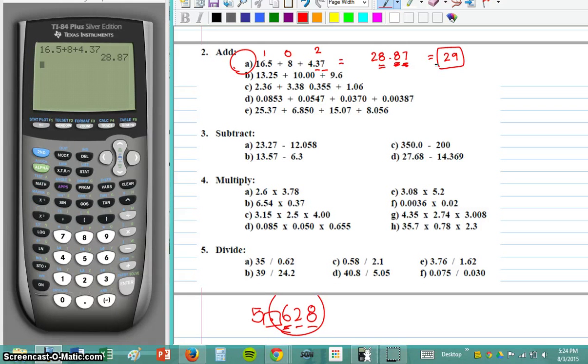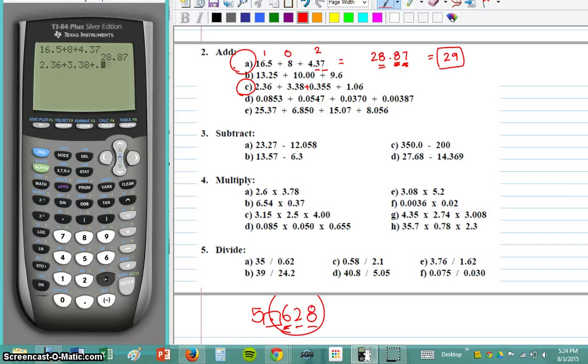Let's see if you understand this. Go ahead and do C. Put that in your calculator, oh, there's supposed to be a plus sign here. Put that in your calculator and then tell me what the correct number is and the correct number of decimal places. It's 2.36 plus 3.38 and then plus 0.355 plus 1.06. So we have 2.36 plus 3.38 plus 0.355 plus 1.06. So there's my answer.